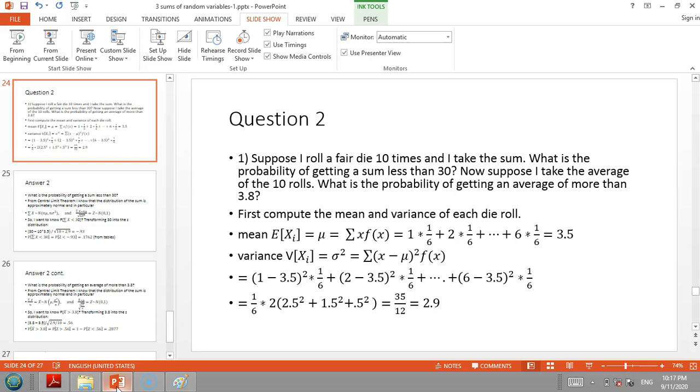Okay, let's see what this one says. Suppose I roll a fair die 10 times. I take the sum. What is the average? What is the probability of getting a sum less than 30? Now suppose I take the average of the 10 rolls. What is the probability of getting an average of more than 3.8?